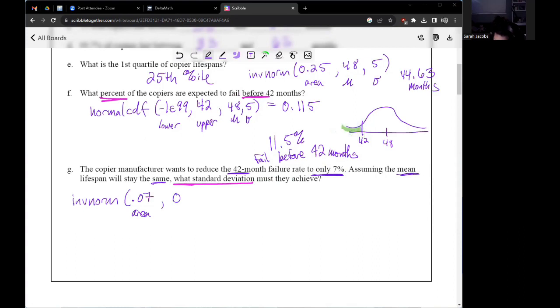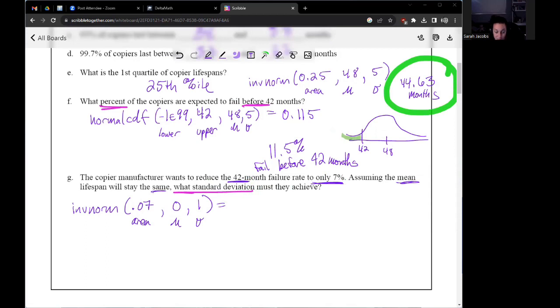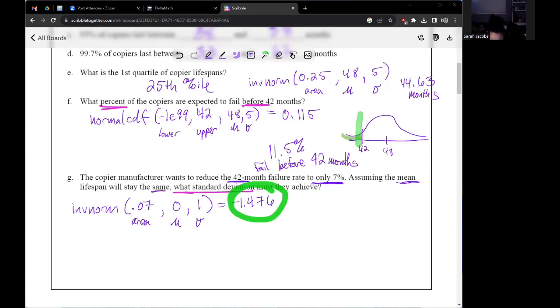And then for the mean and standard deviation, we're going to use 0 and 1. Why we're doing this is because we don't have both of those pieces of information. So instead of getting an actual value like we did in part E, now we're going to get a z-score first. So when we do that, second inverse norm, 0.07. All right, so when we do that, we get negative 1.476, which makes sense. This is below the mean, so we're expecting a negative z-score.